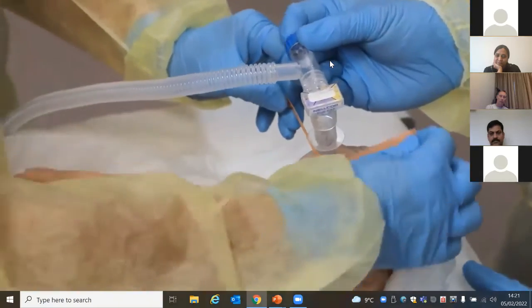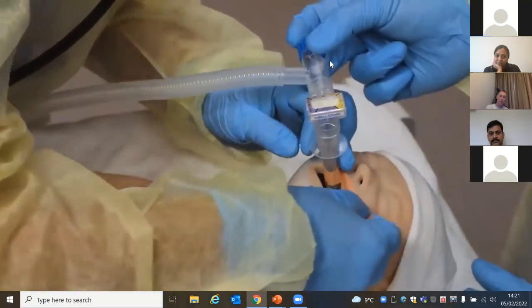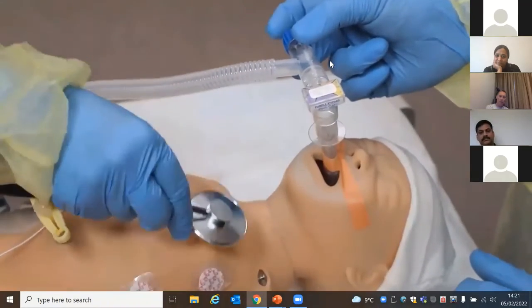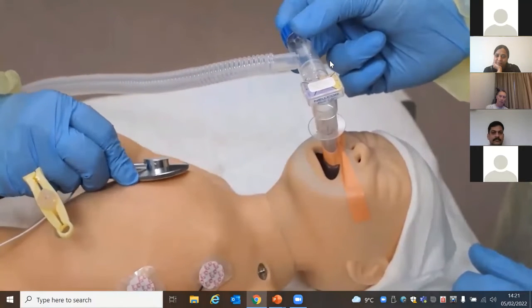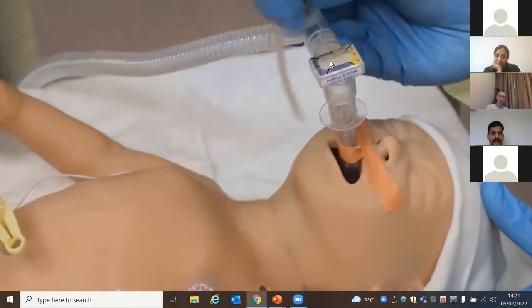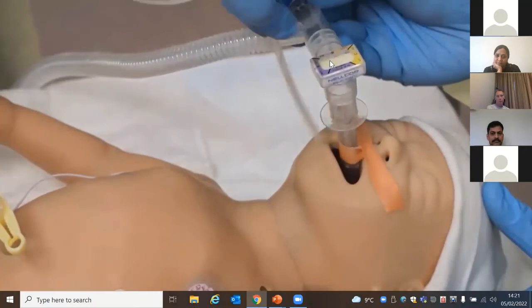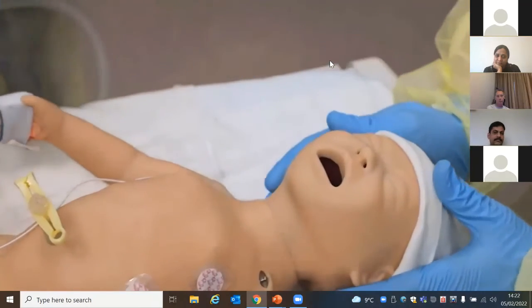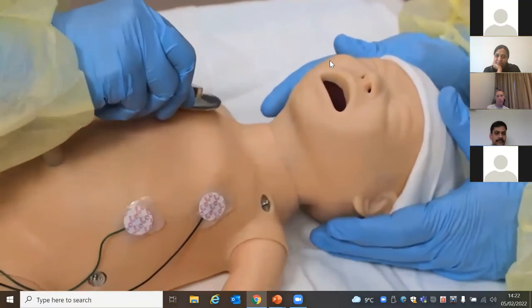Secure the laryngeal mask with tape. Monitor the heart rate, oxygen saturation, breathing, and muscle tone. The newborn can cry and make sounds with the laryngeal mask in place. If you decide to remove the laryngeal mask, suction secretions from the mouth and throat, then remove the device. Monitor heart rate, breathing, and oxygen saturation.